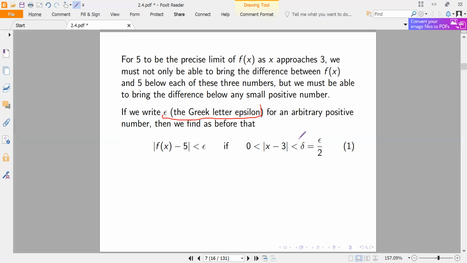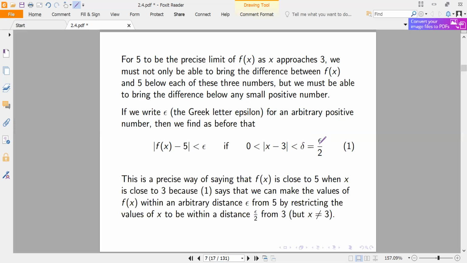Remember, we said that for x to be closer to 3, we need to make x closer to 3 by some letter, delta. In our previous example, delta had to be epsilon divided by 2 for us to be able to get the distance between f of x and 5 to be less than some number. So we don't have to make millions and millions of guesses. In other words, delta was a function of epsilon, and in this case it was epsilon over 2.